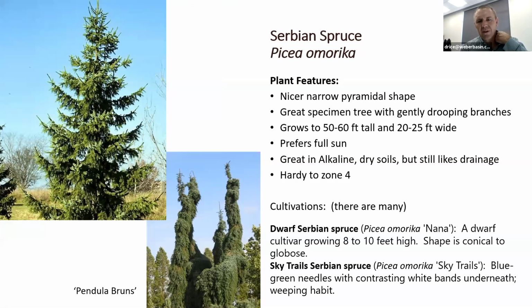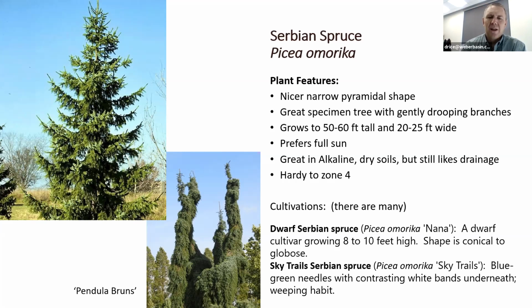Serbian spruce is also a really great option. It has a little bit of a droopy look, not weeping, but the branches tend to droop down first and then up, as that picture shows. But it does have a nice pyramidal shape. The species tree is large. This one does a little better in alkaline soils, as opposed to acidic soils, but it does still like drainage, so you don't want to flood these.